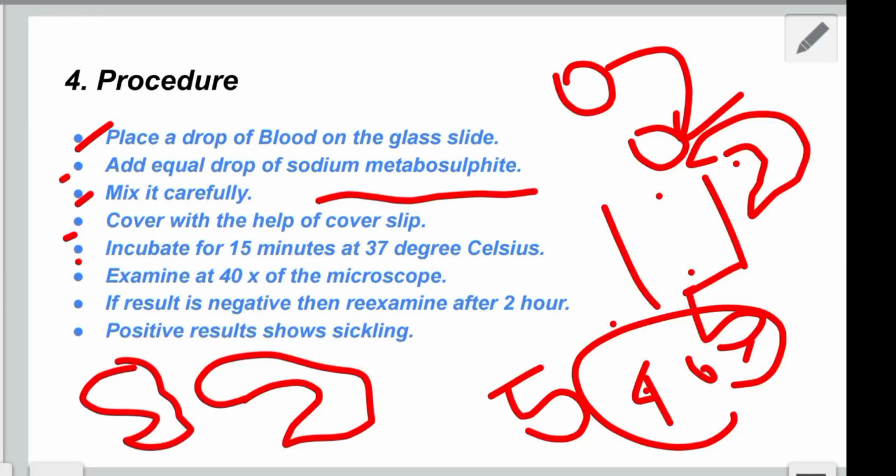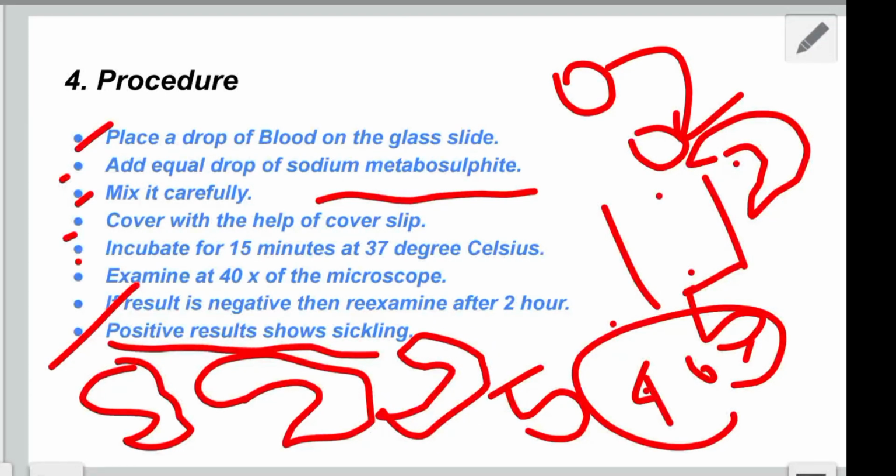Here is the last point: a positive result shows sickling. This type of shape will be shown. This was all about the sickling test.